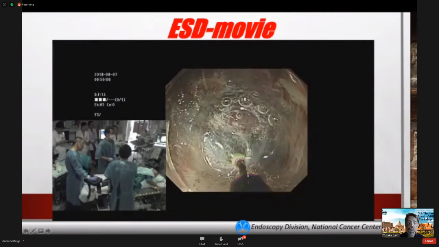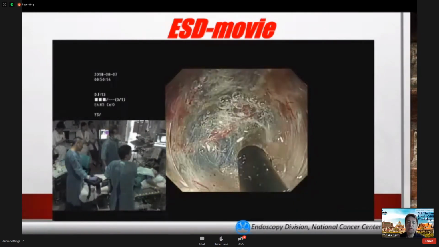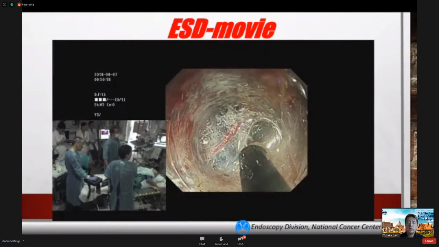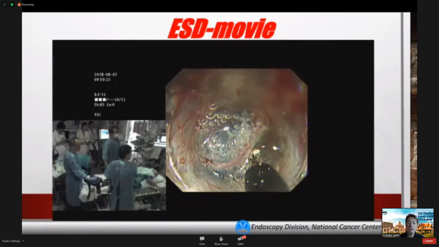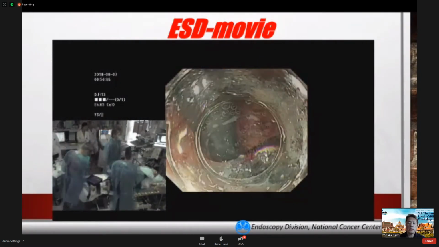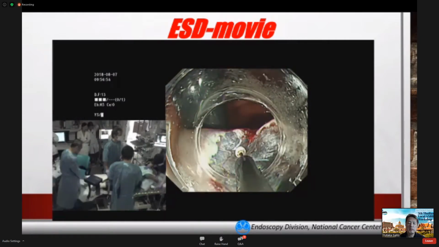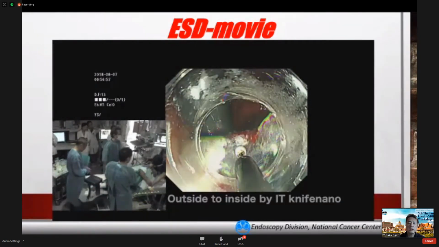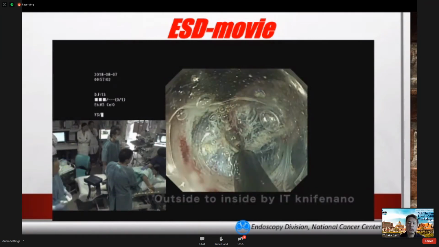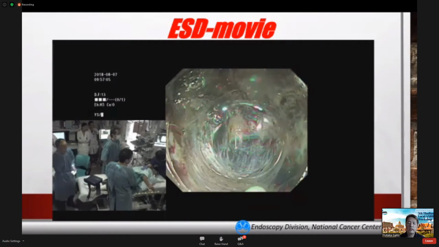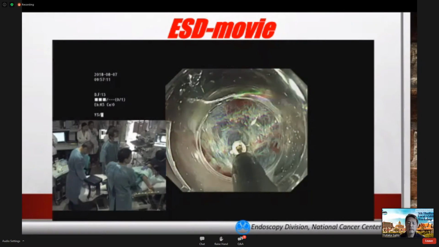Oh, I'm really happy Dr. Kikuchi also likes this short type ST hood. And probably nobody knows about this. The conventional ST hood was developed by Professor Yamamoto, but this short type ST hood I asked the Fujifilm company to make. So it was developed by me and Fujifilm. Unfortunately, no incentive for me for this short type ST hood, but it's good for colorectal ESD.